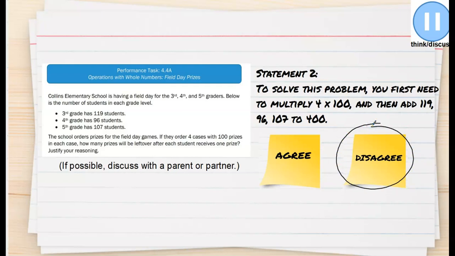For this problem, yes, we would need to find the total number of prizes, but instead of adding the 3rd, 4th, and 5th graders, we would need to subtract to find how many are left over after each student receives one prize.